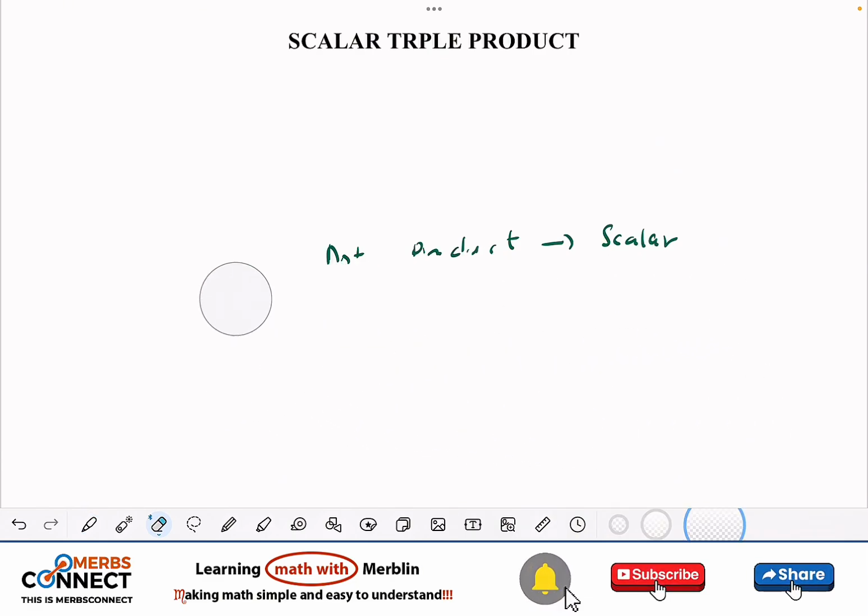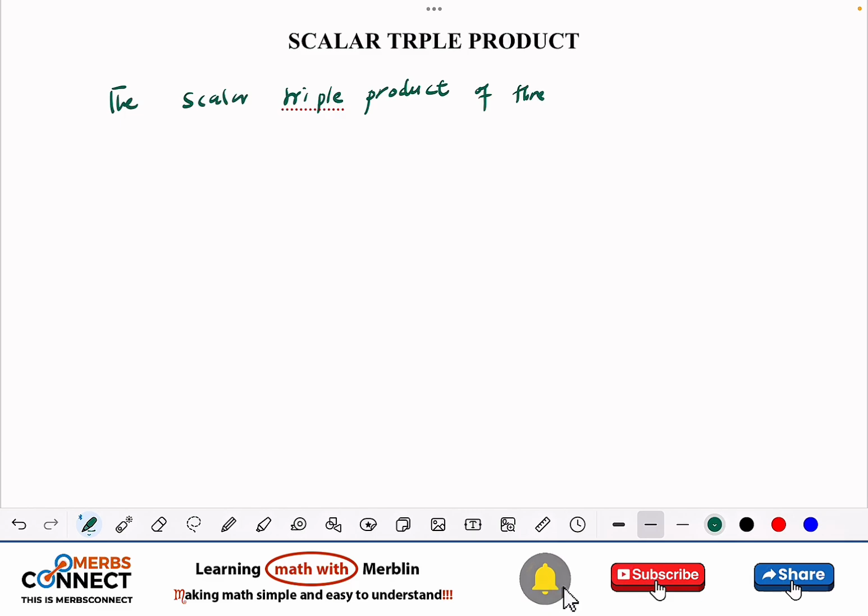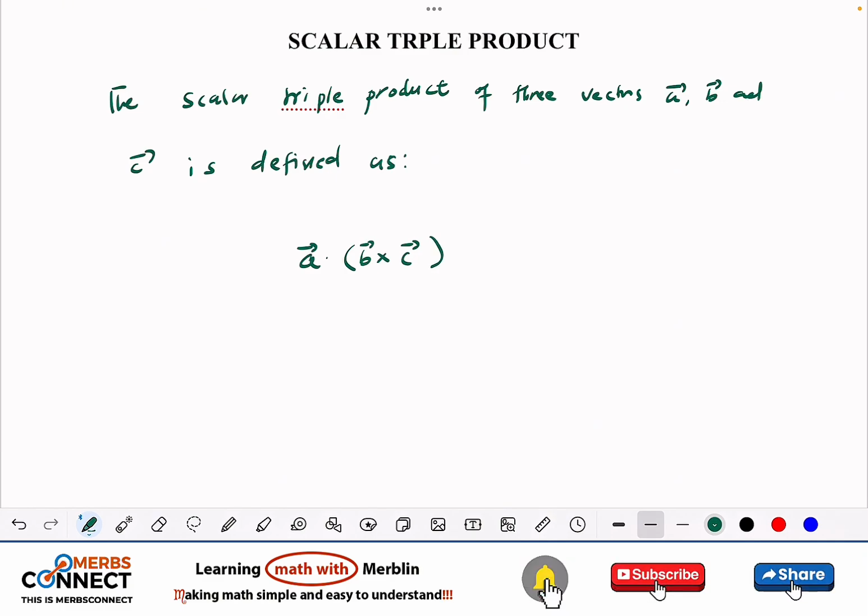So let's start. The scalar triple product of three vectors. Let's say we have vector A, vector B, and vector C. Let me write the definition for you. It is A dot B cross C. This is the scalar triple product.